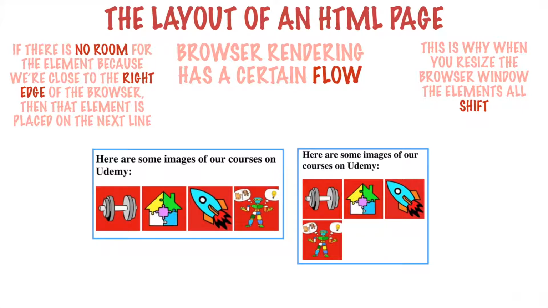The browser has flowed the elements on the basis of the space that it has available. Part of the text has moved to the next line and one image has moved to the next line because there was no room for that image to the very right of the page. This is the default browser rendering flow.